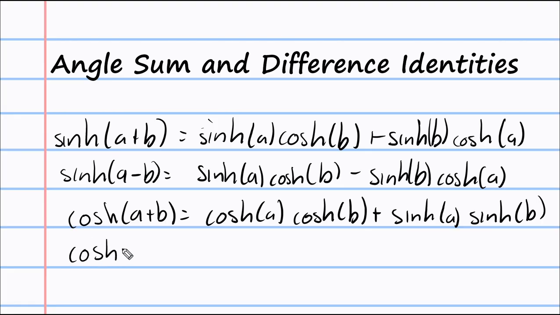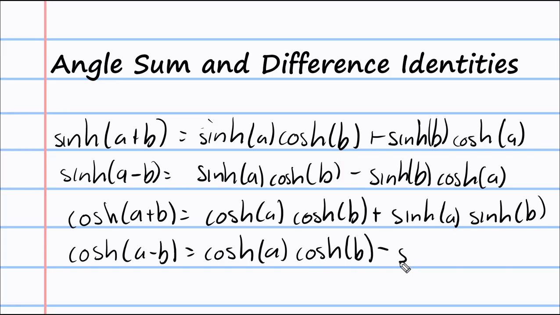And let's see, cosh a minus b is just equal to cosh a times cosh b minus sinh a times sinh b. So these are your angle sum and difference identities. These are really similar, except for the cosines, the second term's signs are swapped from the original trig function.